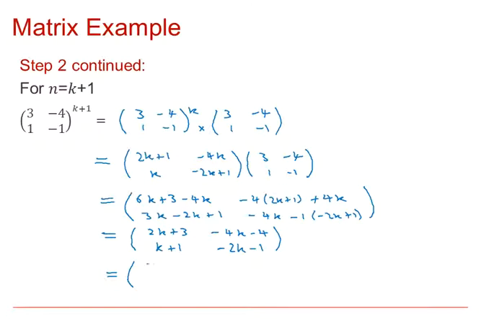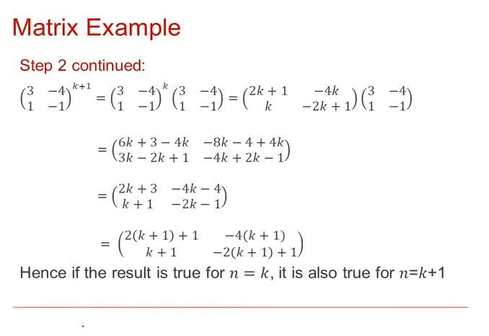So 2k plus 3 is the same as 2 lots of k plus 1 plus 1, which is the form we were aiming for. The next element can be written as minus 4 times k plus 1, which is the way we need that element to look. The bottom left element is correct at k plus 1, and the bottom right I'm going to write as minus 2 times k plus 1, plus 1. So that is the form we needed for the matrix to the power k plus 1. As you can see there, if you can follow the working through.